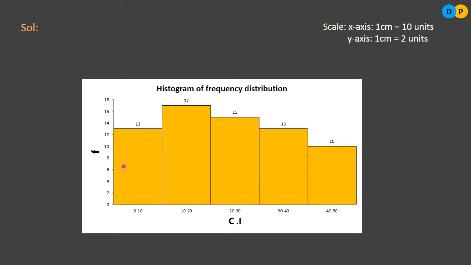Next, what about the width? The width of the rectangular bar will be proportional to the class width. What is the class width? 0 to 10, that is 10. You can observe that all the rectangular bar widths are the same, because all the class interval widths are the same. Also, the noticeable feature here is that the rectangular bars are erected adjacent to each other without any space. So this is the histogram plotted for the first problem.